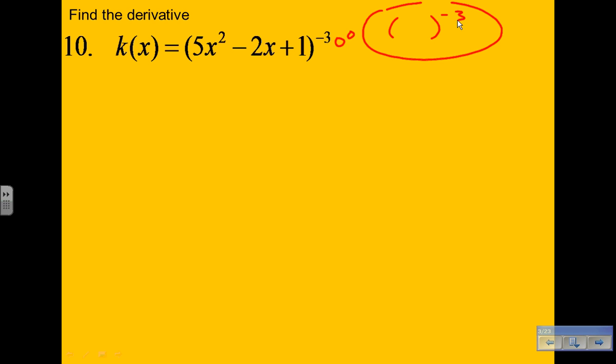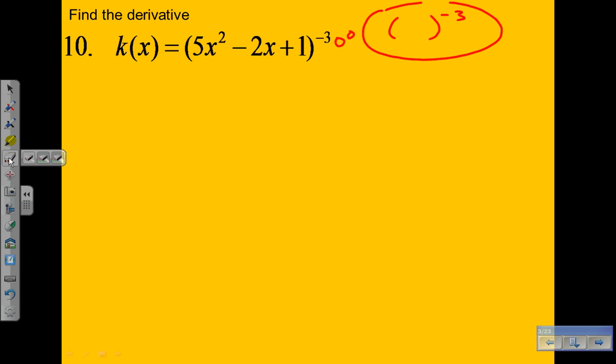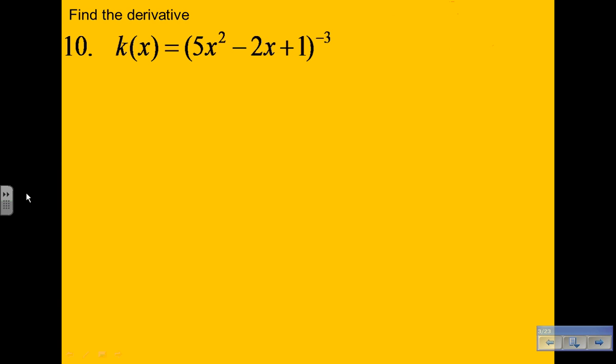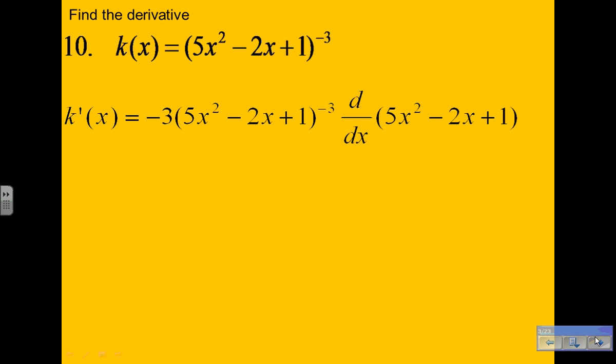Okay? Kaylee, is that what you got? Kaylee Bensel, is that what you got? I said, what did you get for your answer? -3 times 5x squared minus 2x plus 1 to the -4. There should be a 4.